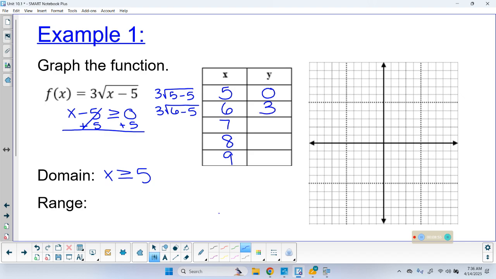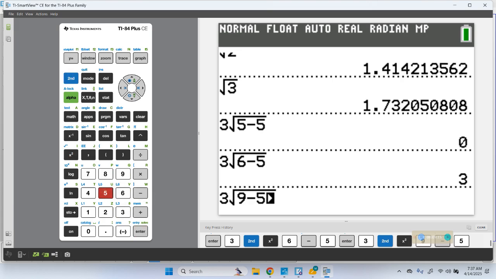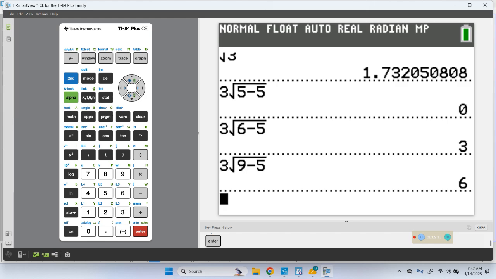So if we plug in 7, I believe it's going to be about 4.2. If you plug in 8, it'll be about 5.2. And if you plug in 9, now just remember, so this is 3 square roots of 9 minus 5. And again, one more time, plugging it into the calculator. So 3 square roots, 9 minus 5 gets us 6.